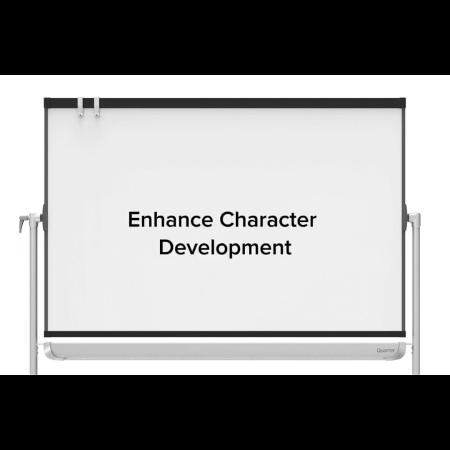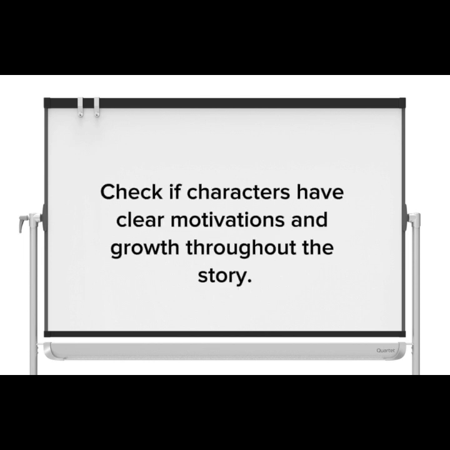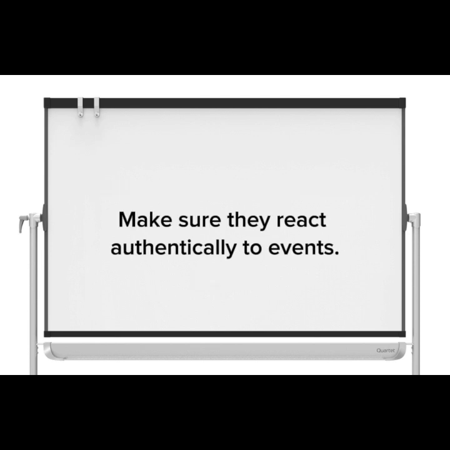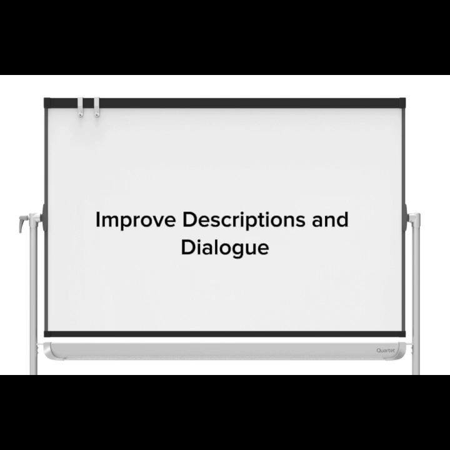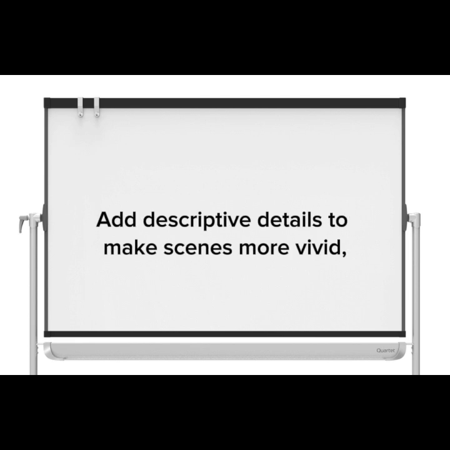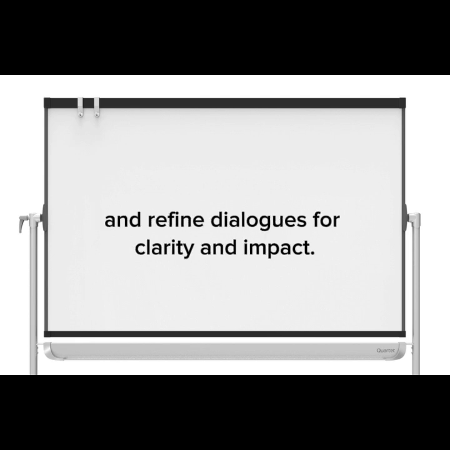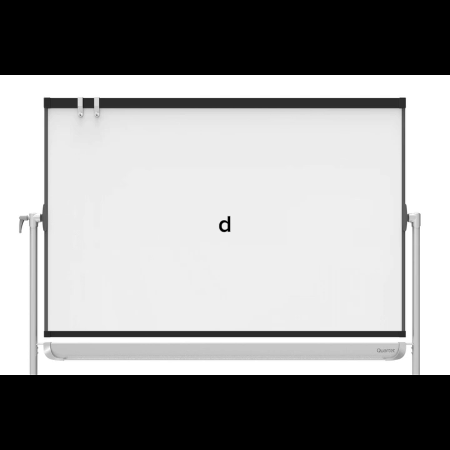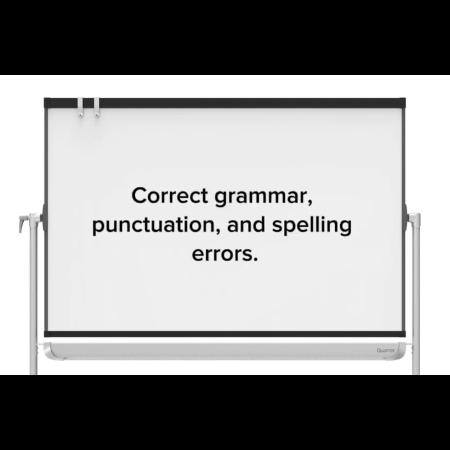B. Enhance character development. Check if characters have clear motivations and growth throughout the story. Make sure they react authentically to events. C. Improve descriptions and dialogue. Add descriptive details to make scenes more vivid, and refine dialogues for clarity and impact. D. Proofread. Correct grammar, punctuation, and spelling errors.